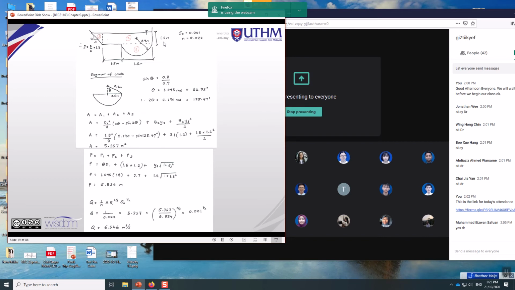Y2 is 1.2. So you substitute all those known values, you have A2 already. Now, what is Z3? I told you Z is the horizontal scale when the vertical is equal to 1. So in order to make vertical equal to 1, you divide by 2. The same for horizontal, you divide by 2. So your Z is equal to 1.5 times Z3, which is 1.2, squared, divided by 2. So solving the whole expression, you have A equals 5.357 meters squared.